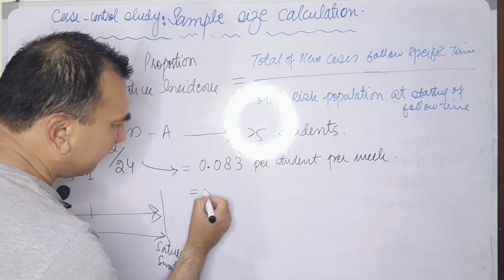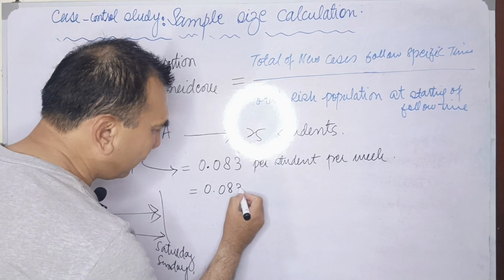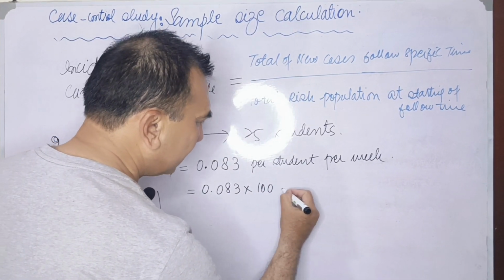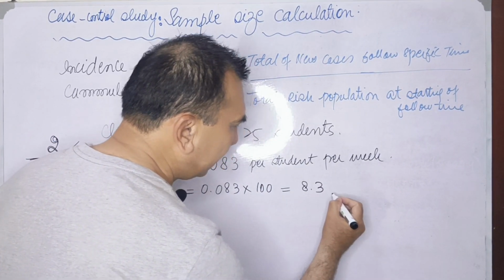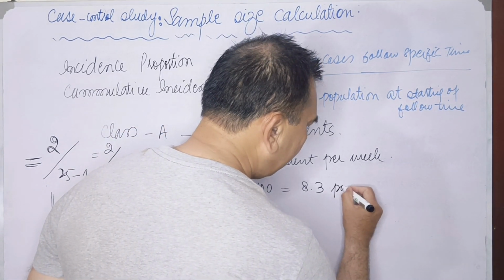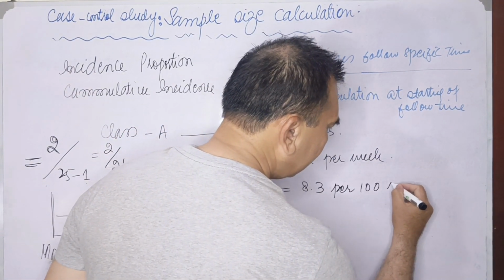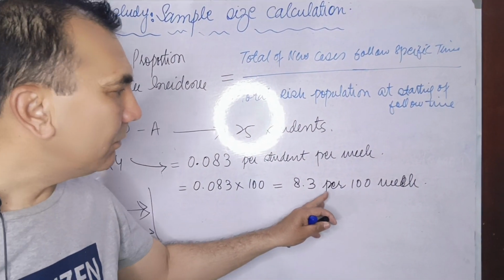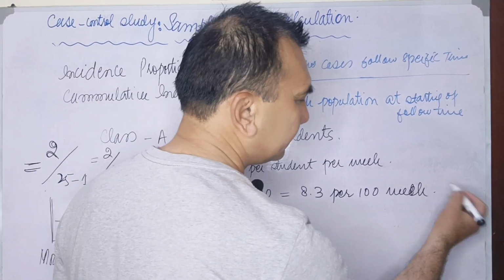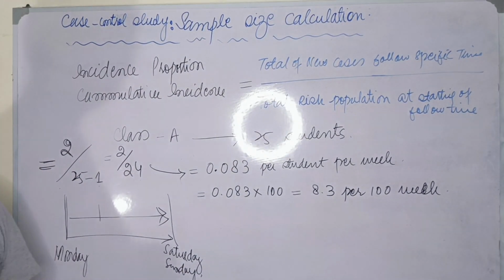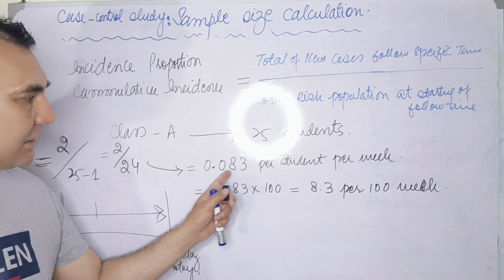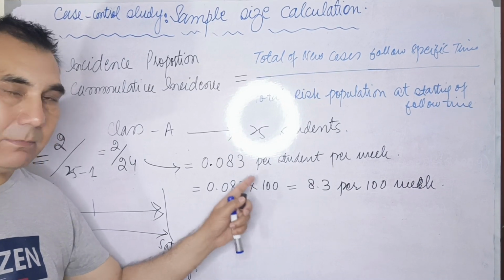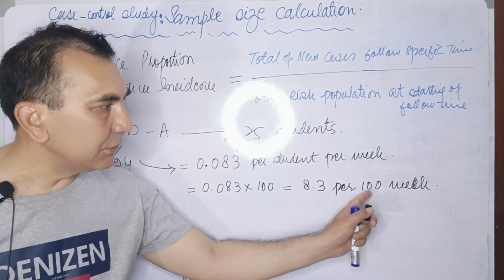If I multiply this 0.083 by the multiplier 100, it comes up with 8.3 per 100 students per week. Here it comes up 0.083 per week. When I multiply with the multiplier, it will come up with 8.3 per 100 weeks.